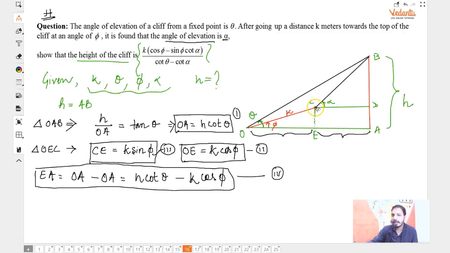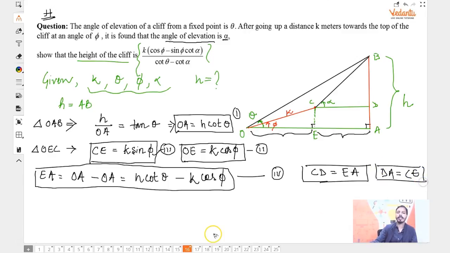Now guys, you see carefully, this is 90 degree, this is 90 degree. So this is a rectangle. So in this rectangle, I can say that CD is equal to EA. This is very important. Okay, and DA is equal to CE. Right? Okay. Now what I will do is, let me try to find out this relationship. Okay. So that means this CD. So what is CD in terms of alpha and height? What can I say? Now try to solve it.